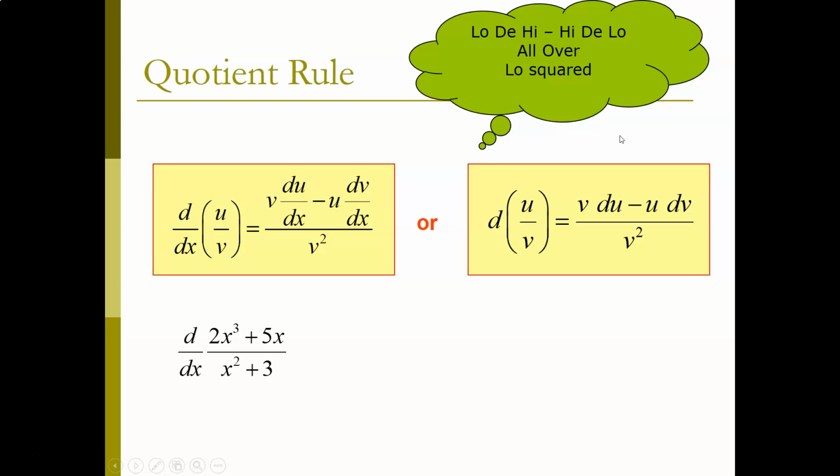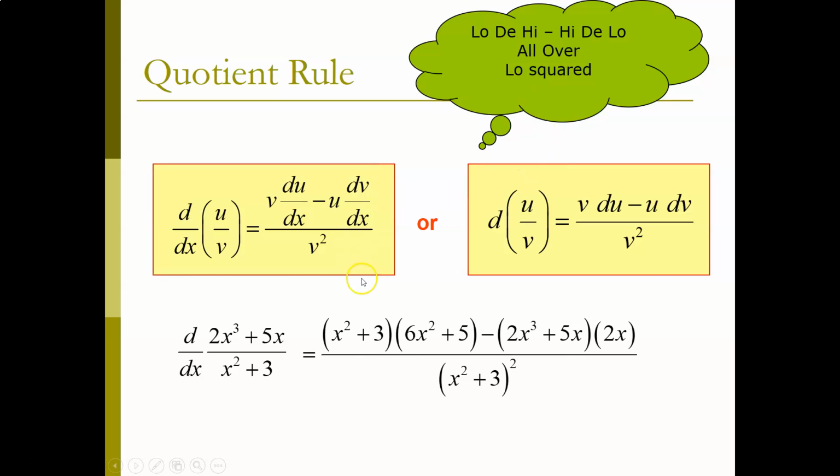So let's take another look at this one. Here we have the derivative of 2x to the power 3 plus 5x divided by the function x squared plus 3. Obviously, in this situation, our function f is going to be 2x to the power 3 plus 5x. Our function g will be x squared plus 3.